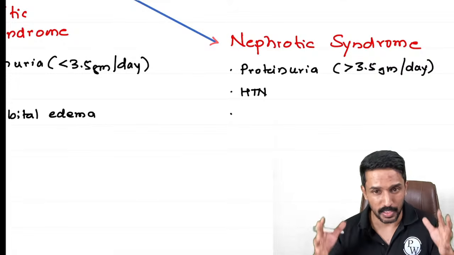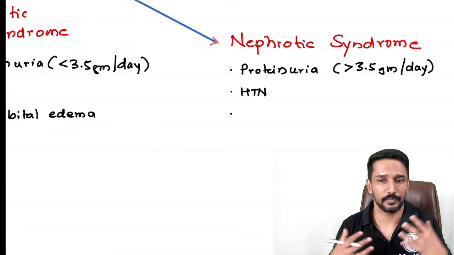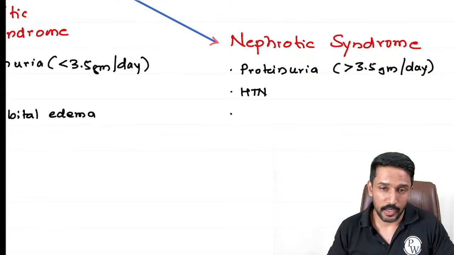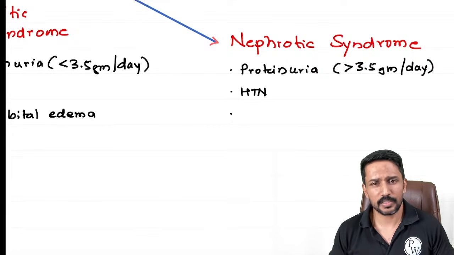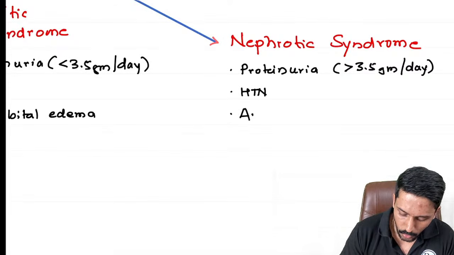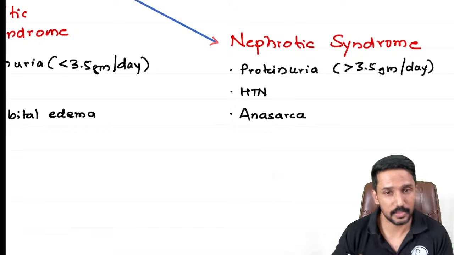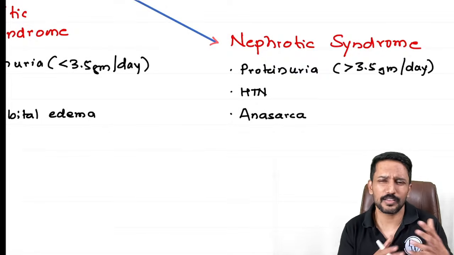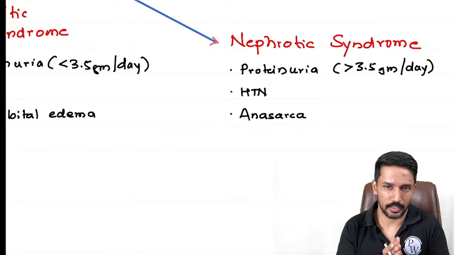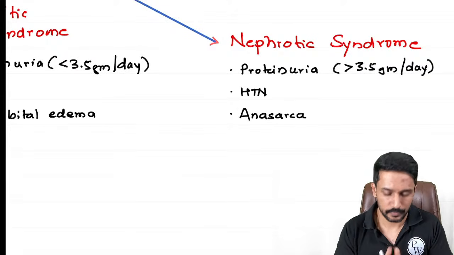And when there is such diffuse edema, like pedal edema, periorbital edema, pleural effusion, ascites, pericardial effusion, all of this, we will call it generalized edema or anasarca. So patients with nephrotic syndrome often present with anasarca. Anasarca is not usually encountered in nephritic syndrome. You will notice early morning periorbital edema.